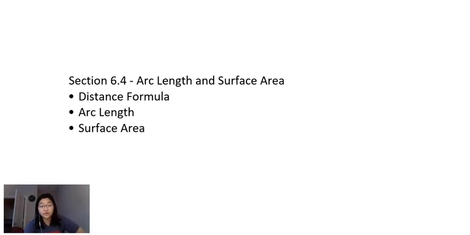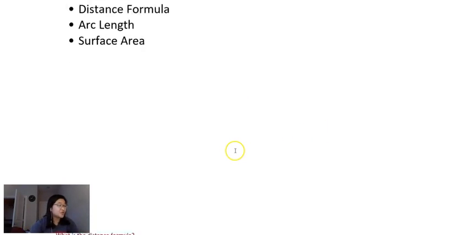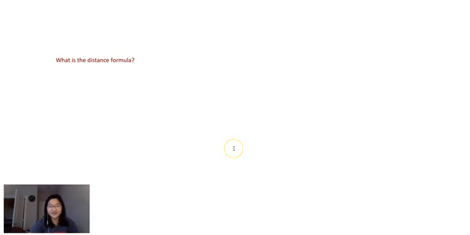Alright, so we are looking at section 6.4, which is looking at arc lengths of curves and surface areas. And they tie into each other pretty well, so that's why they're in the same section. But first we need to think about the distance formula. Do you remember what the distance formula is?